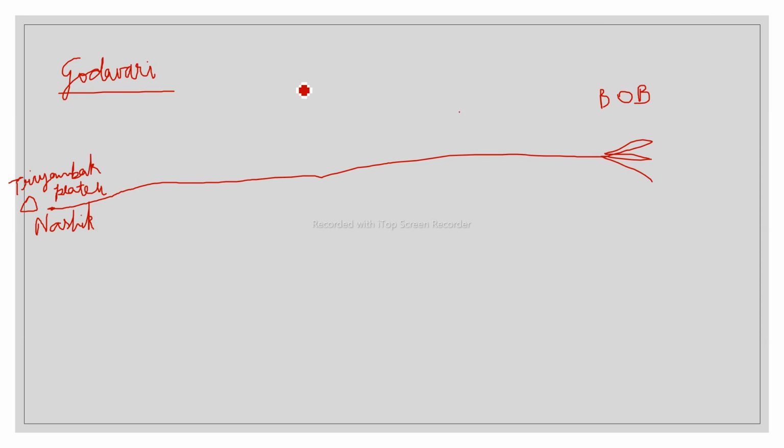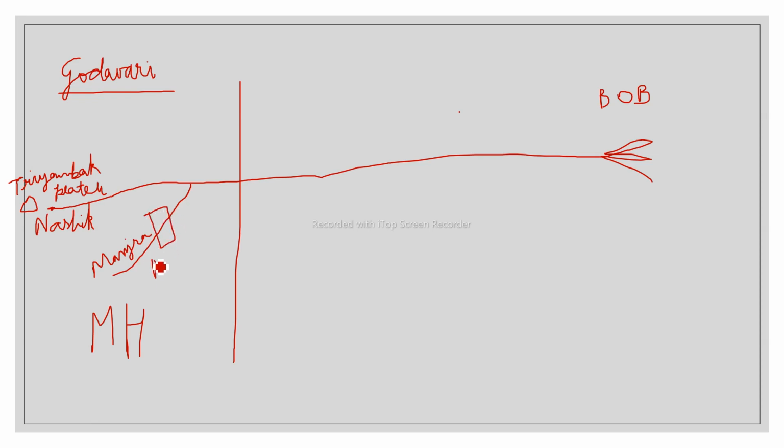Yeah, so I'm going to create it like this. Let's say this is Maharashtra area, I'm writing MH. Now from Maharashtra, there is another river which is going to come and join. This is called the Manjra river. And there is this dam also called Nizam Sagar, which is situated on this Manjara river.